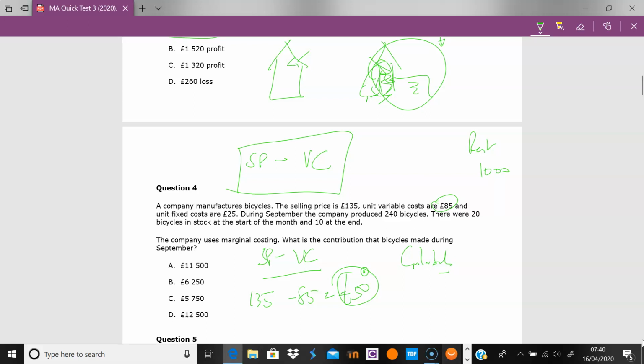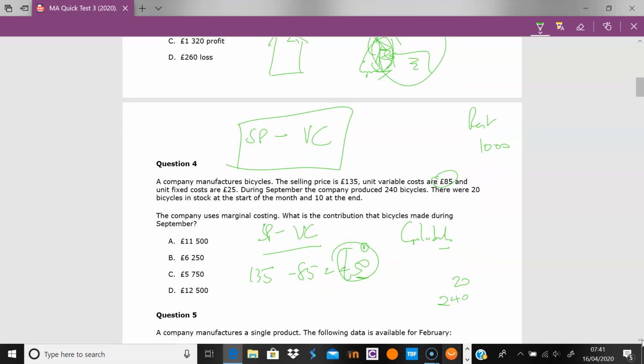So marginal costing, the concept anyway, makes us think about what's going on within the organization, covering our fixed costs first, and then talking about profit. It's just the internal management accounting process of trying to meet our fixed costs first. So you have £50 there. It tells us that you started off with 20 bicycles at the beginning of the month. You made 240. You sold a bunch, and you have 10 left. So you must have sold 250, right? Opening plus production minus closing gives you your sales.